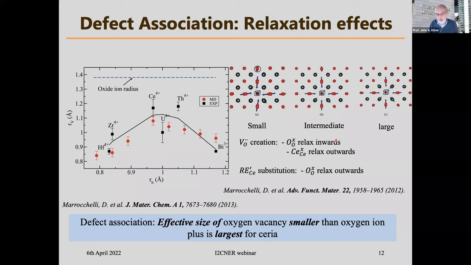So the take home message really is find a host lattice and a substituent where the substitution produces the least distortion of the host lattice, and then we will arrive at maximum conductivity because we avoid all this defect association and defect clustering.